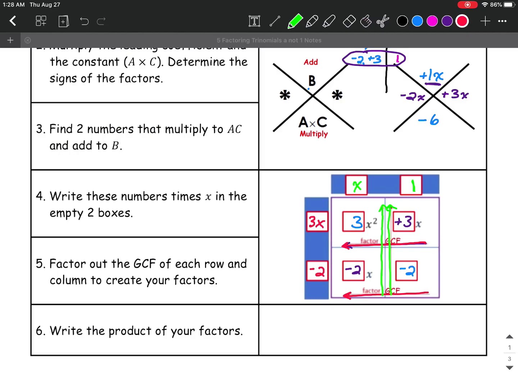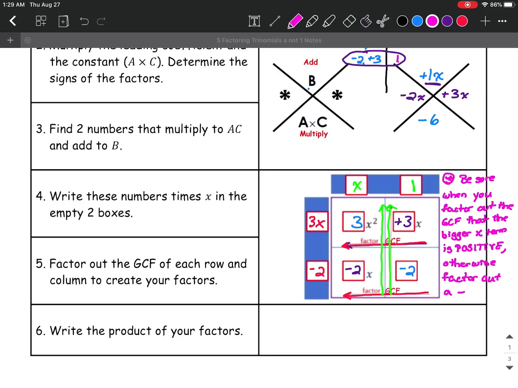Now I am going to give you a little warning or a hint here. And this is a big clue for down the road, okay? Be sure when you factor out the GCF that the bigger x term is positive. If it's not, factor out a negative 1. And we'll do a problem like that, okay, to make sure you understand that.